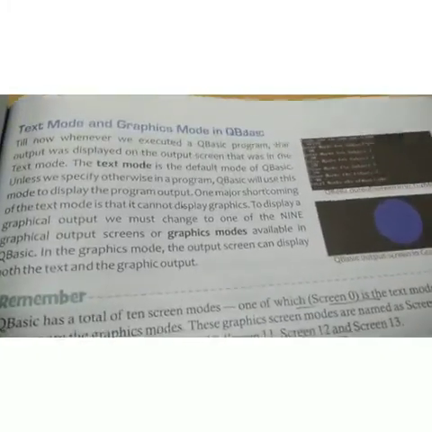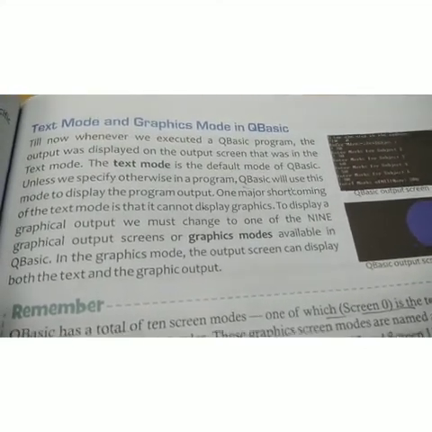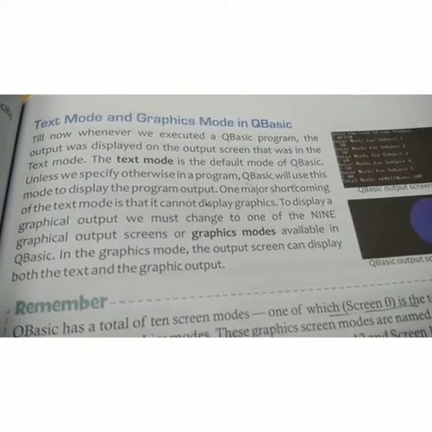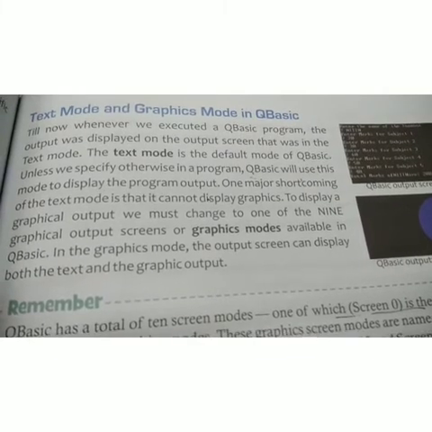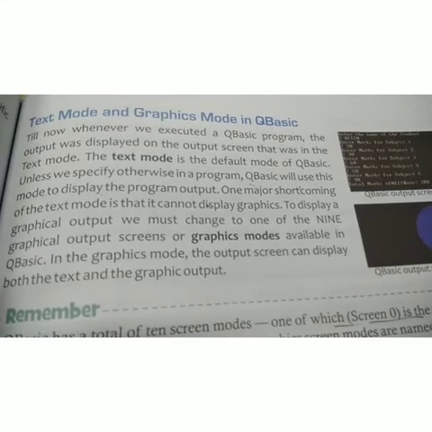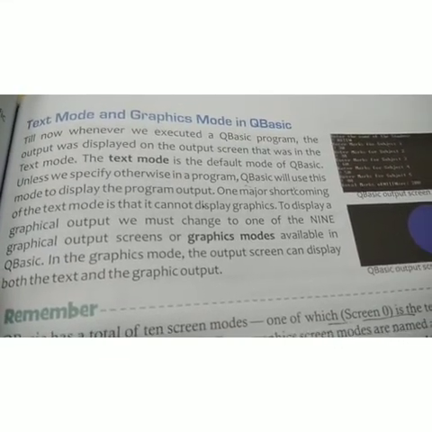Now next topic, class 7: text mode and graphics mode in QBasic. Till now, whenever we executed a QBasic program, the output was displayed on the output screen. That was in the text mode. The text mode is the default mode of QBasic. Unless we specify otherwise in a program, QBasic will use this mode to display the program output.